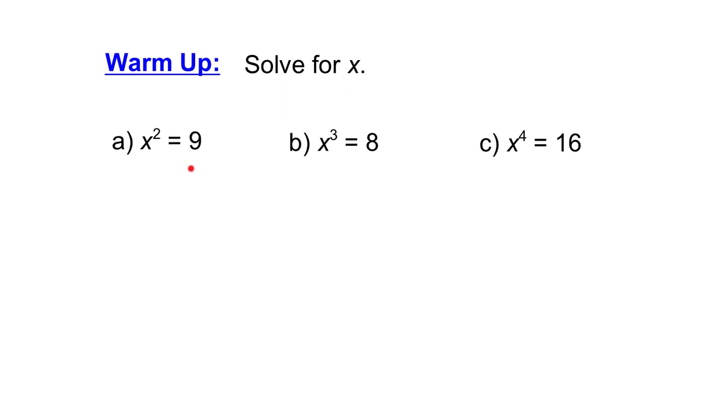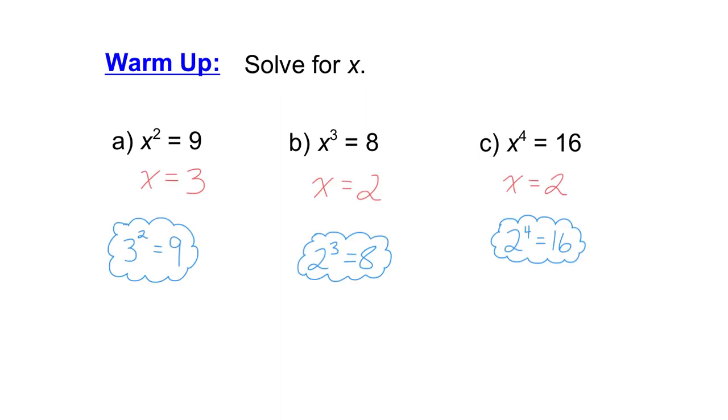Solve for x in each of these equations. Pause the video and see if you can answer the questions. X equals 3 for the first one, x equals 2 for the second one, and x equals 2 for the third one. Here's my thinking. I know that 3 squared is 9. I know that 2 to the exponent 3 is 2 times 2 times 2, which is 8. And 2 times 2 times 2 times 2 is 16. So, there you have it.